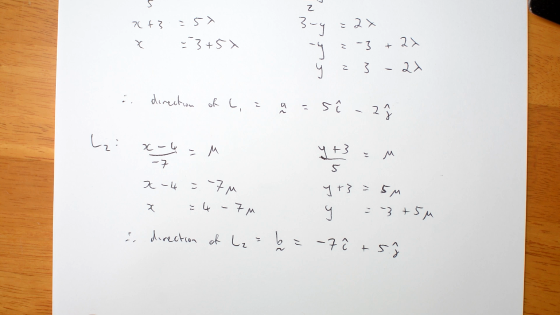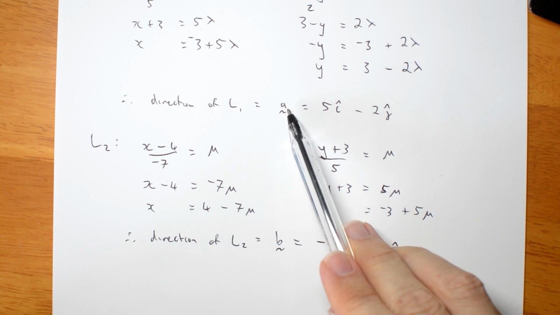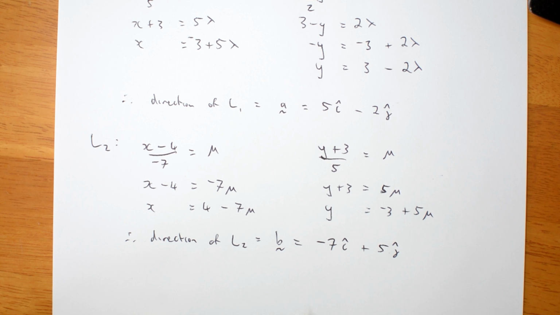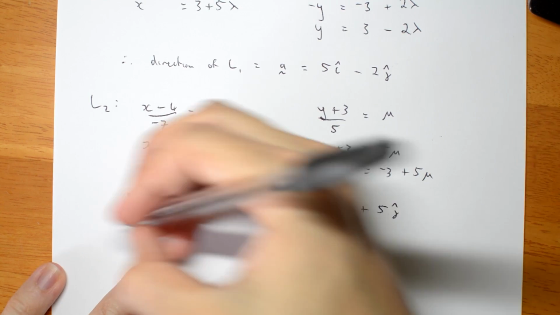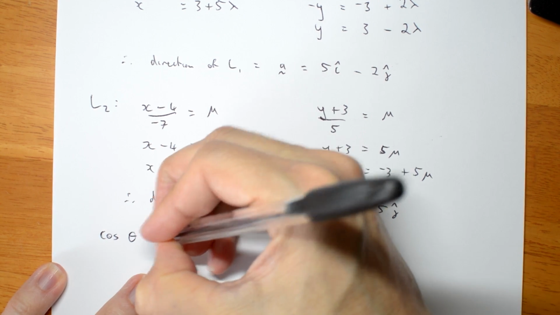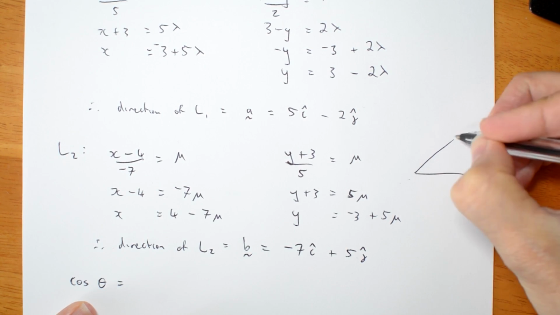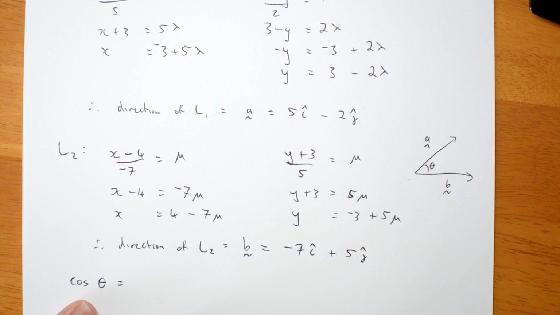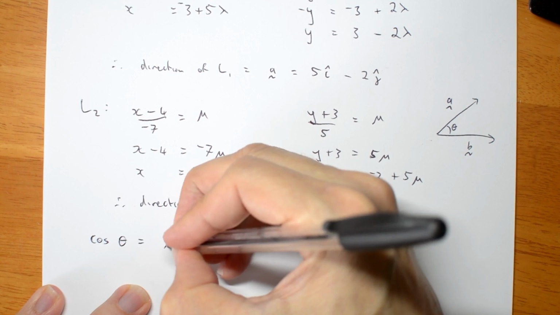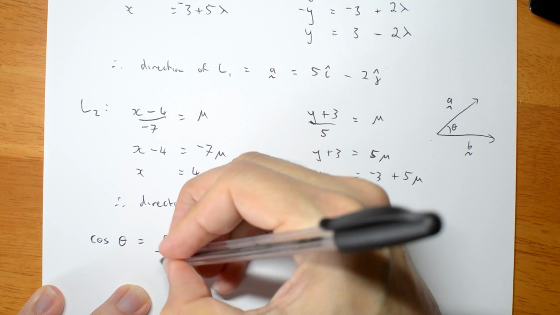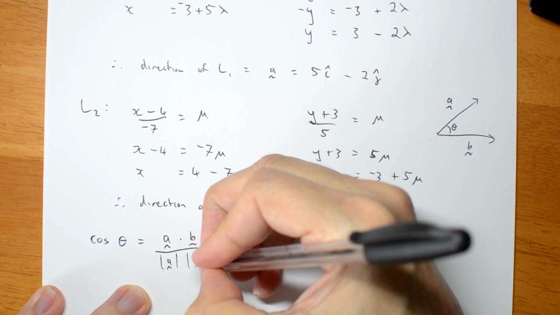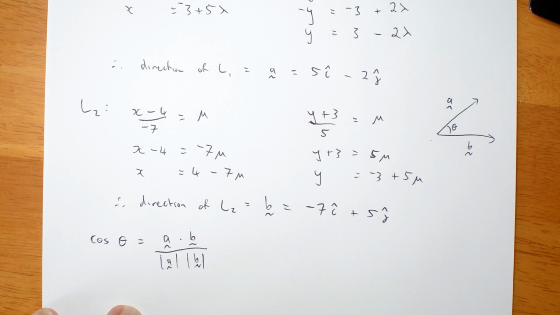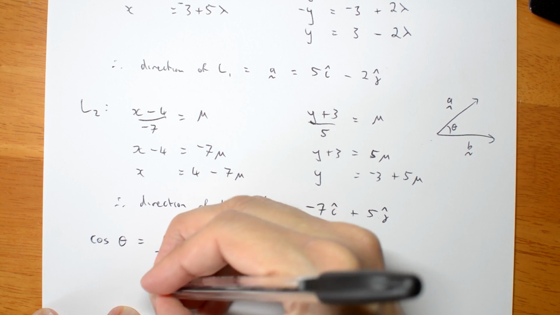So, for me to get the angle between these two lines, I want the angle between these two vectors. To get the angle between these two vectors, I'm going to use the dot product. How's that work? Just to remind you, let me draw you a quick little diagram so you know what I'm talking about. A and B, and this is the angle between them. Cos theta is A dot B over the length of A times the length of B. We're confident enough just to put those in.